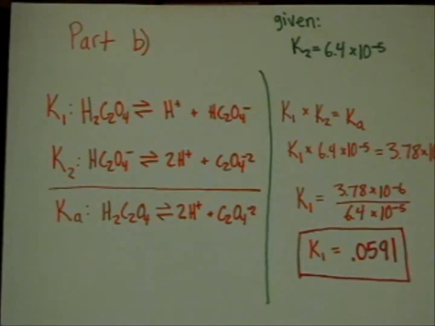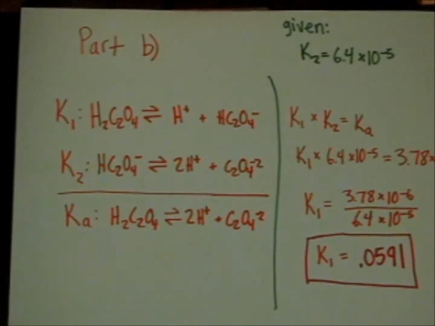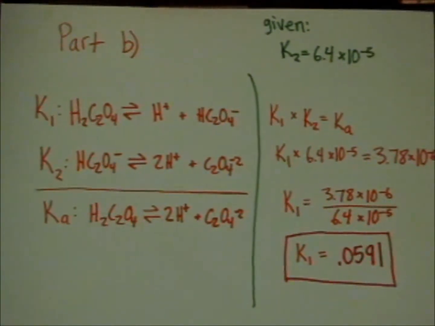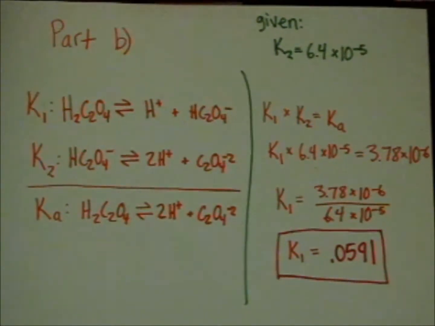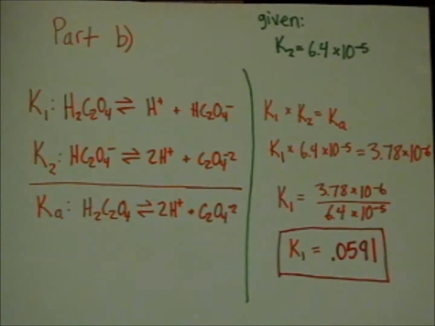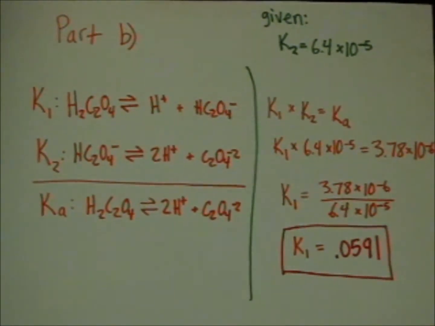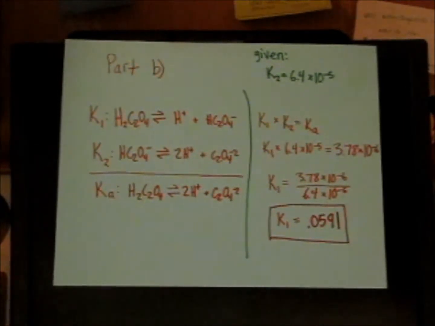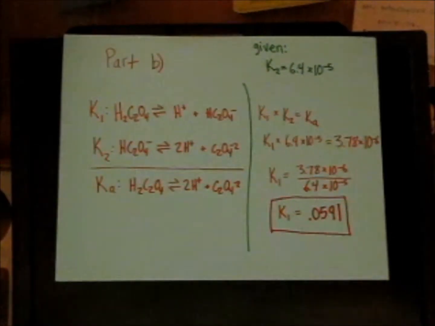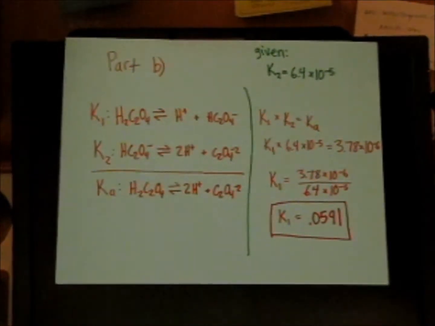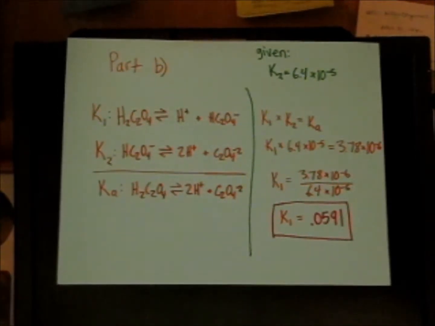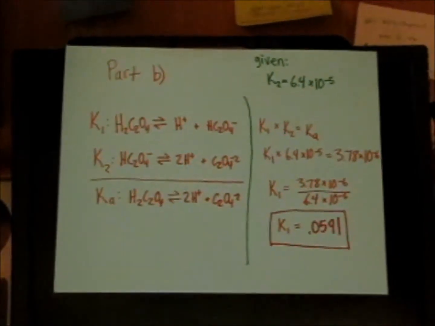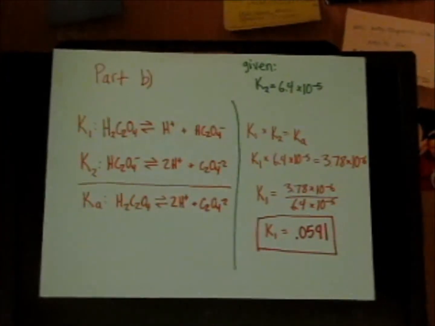The K2 starts with the product of the first, this HC2O4 negative, which then produces 1 hydrogen ion plus the C2O4 negative 2. The overall Ka is the combination of the K1 and the K2, and is shown as the oxalic acid producing 2 hydrogen ions and the C2O4 negative 2. To solve for the K1, the K2 and the Ka must be known. The K2 was given in the problem as 6.4 times 10 to the negative 5.